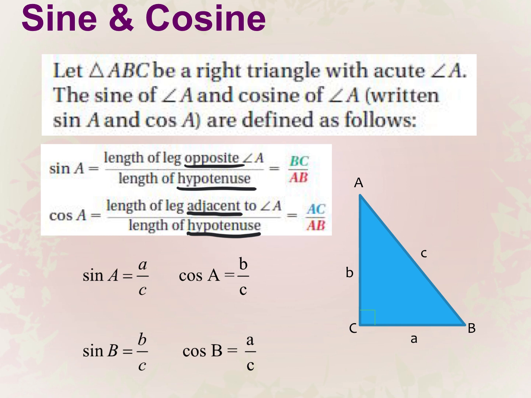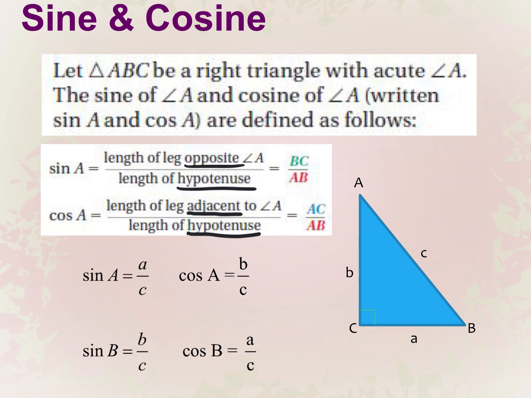Now, cosine says don't access, your numerator is not going to be the opposite side. It's going to be the adjacent leg. What is the adjacent leg to angle A? B. Now, you guys, C is also adjacent. Do you guys agree? But why is C more special? It's the hypotenuse, okay? So when it references adjacent, remember it's talking about a leg. So adjacent would be B, and your hypotenuse is still C. So your ratio for cosine of A is B over C.